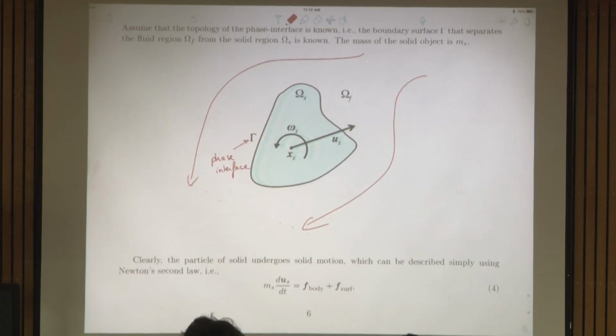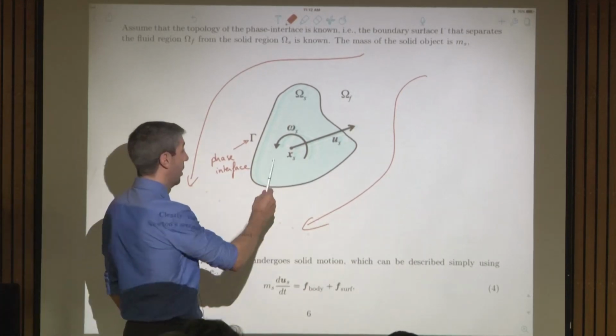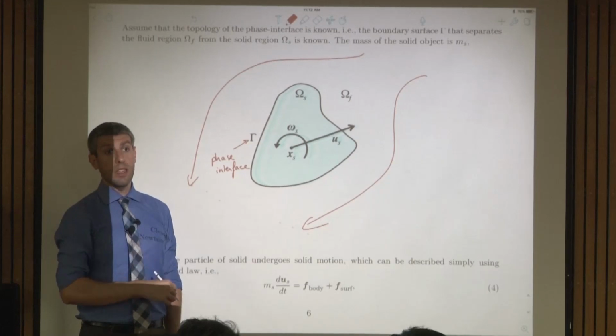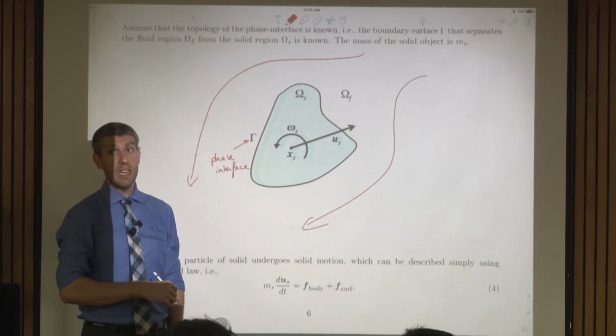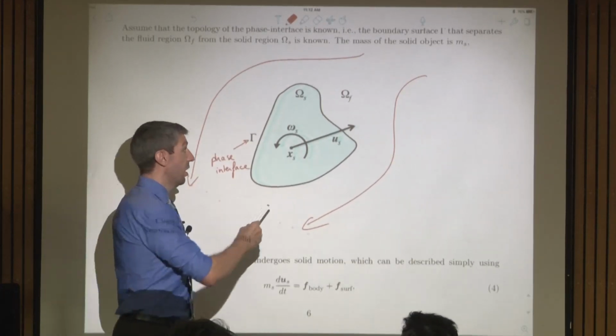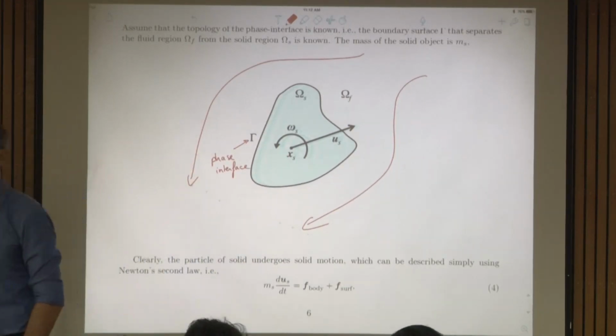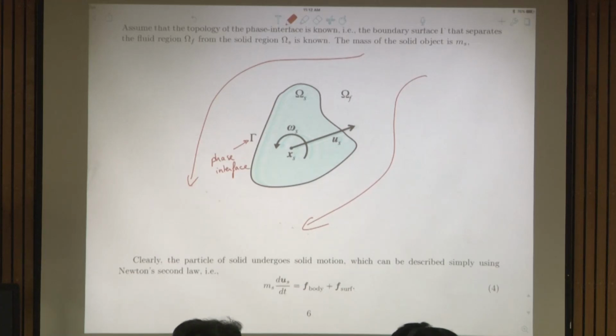My object has a centroid, which is my x sub s. At that center of mass, I can prescribe a translational velocity and also a solid body rotation that I'm going to write as an omega s. So this object is solid. It can only undergo solid motion: it can rotate, it can translate. That's it.